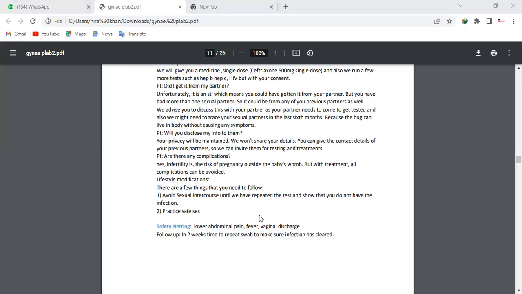Okay. And do I really need to tell my husband about that? Because I don't want to share it with him. I don't know what he might think about me. Yes, I know it must be a bit uncomfortable for you, but I would advise you to talk to him, because as I told you, it's a sexually transmitted infection, so he should know about it so that he can avoid it.